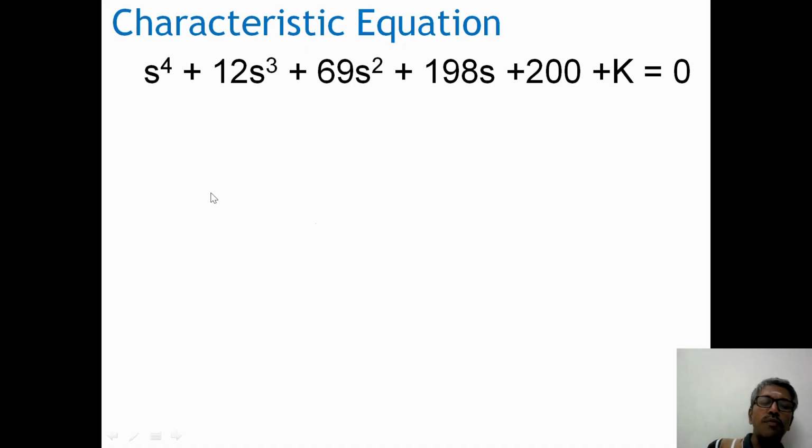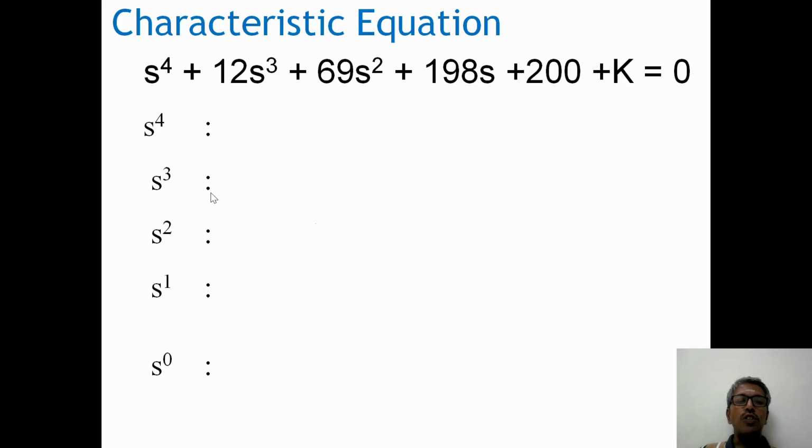To form the Routh array, first write s^4, s^3, s^2, s^1 and finally s^0. You have to write the even power coefficients in the first row. So the coefficient of s^4 is 1, the s^2 coefficient is 69, and the s^0 coefficient is 200K. Then the next row has the odd power coefficients. So the s^3 coefficient is 12, and the s^1 coefficient is 198.